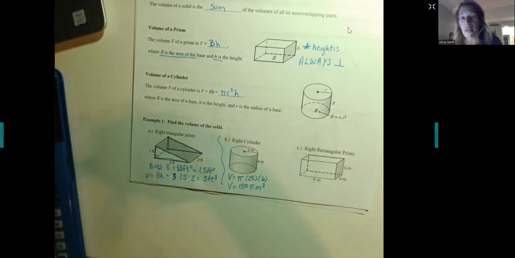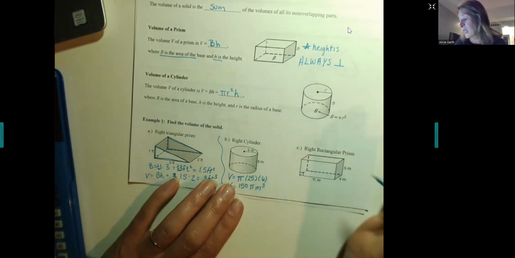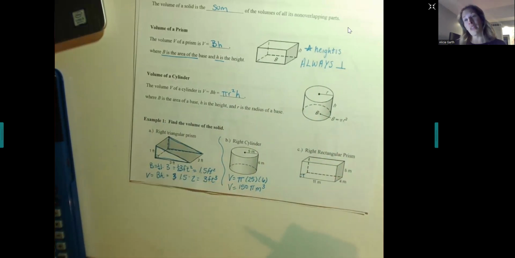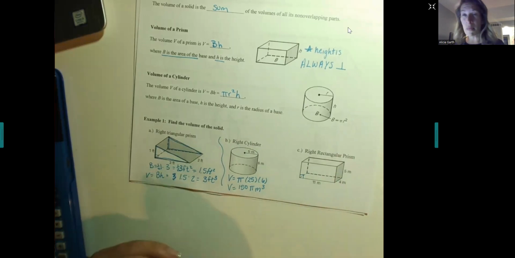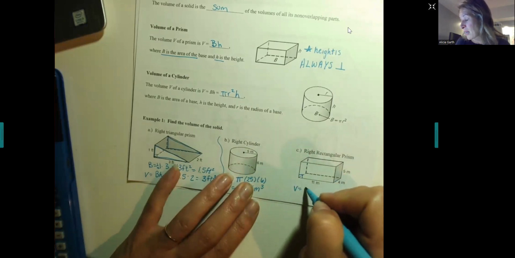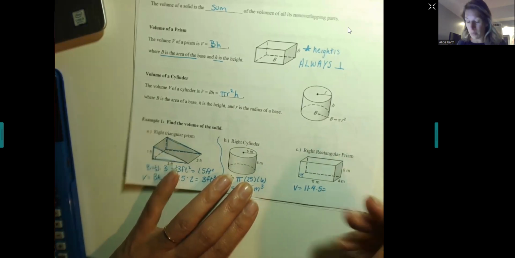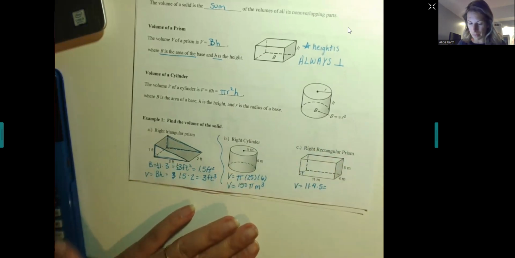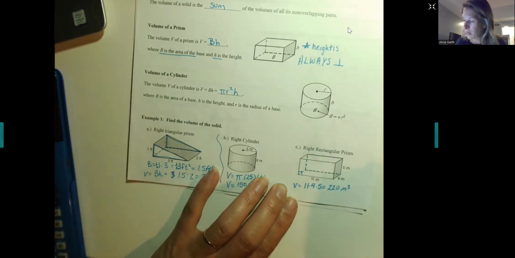The last one, a right triangular prism. Again, because it says that it's right, we know that everything is perpendicular. So this one's super simple. We're able to just multiply our base times our length times our width times our height, which is probably what you learned in 7th grade. So our volume is length times width times height. And I'm just putting that into my calculator. And I get 220 meters cubed.